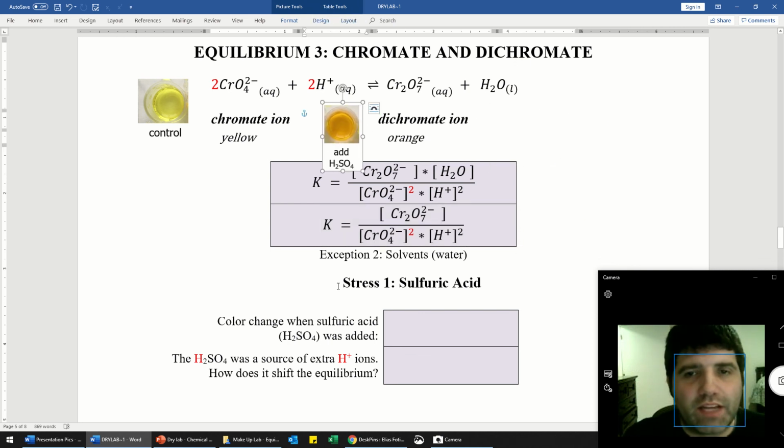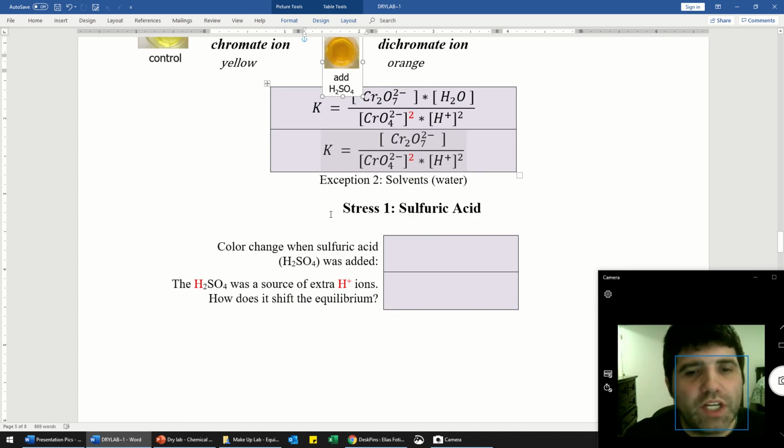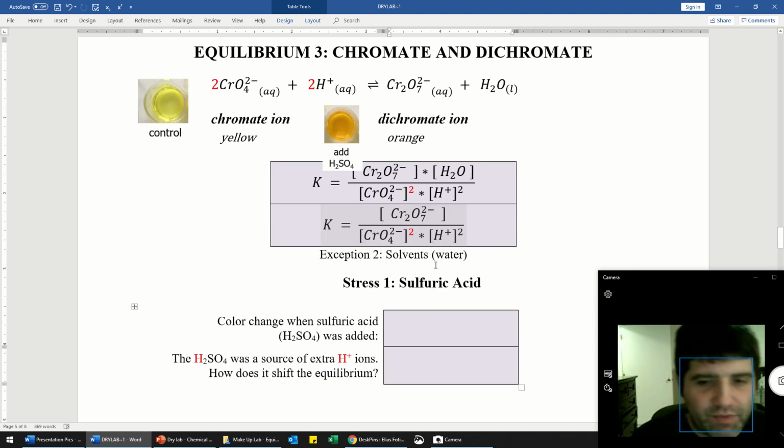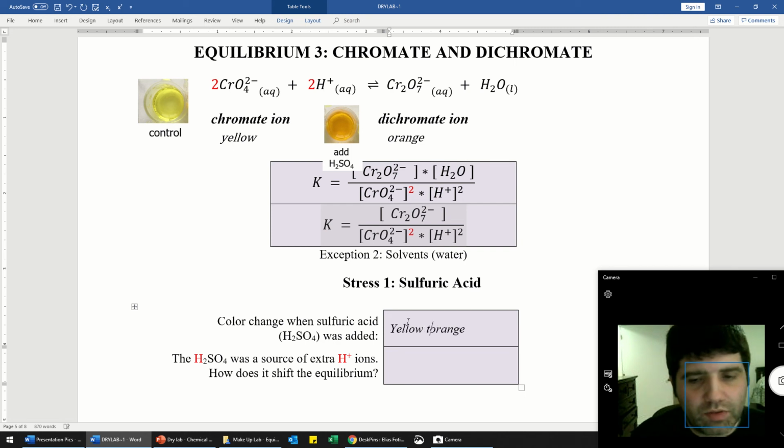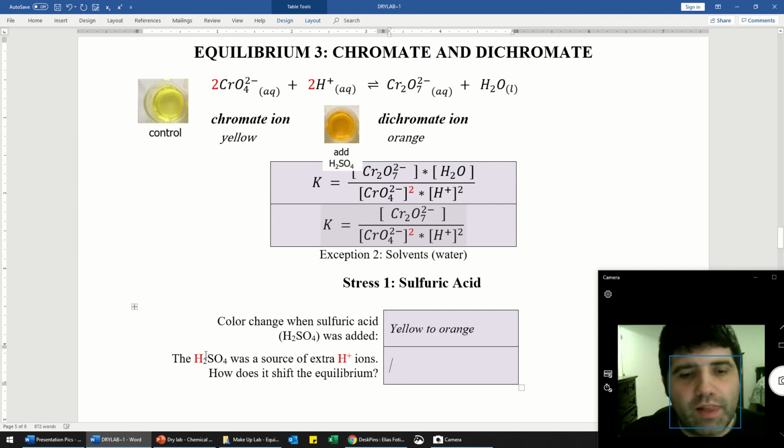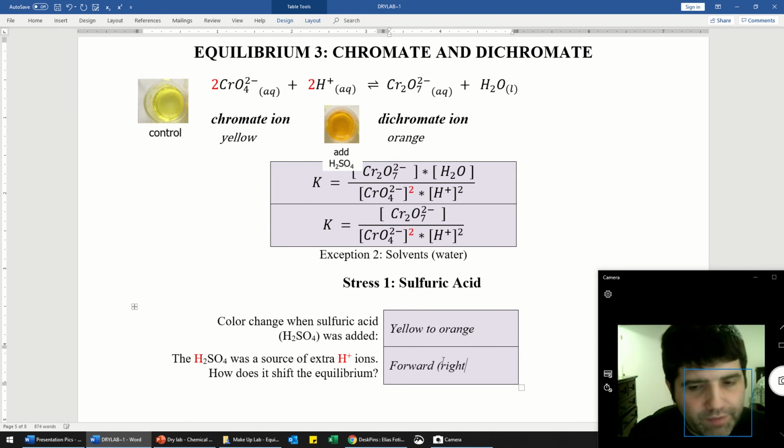Okay, so let's think through this. It became orange. So the color changed when sulfuric acid was added. Let's say yellow to orange. The H2SO4 was a source of extra H+ ions. How does it shift the equilibrium? Okay, so we add more reactant, more likely to hit chromate, and so the reaction going forward speeds up. So it shifts it forward or to the right.